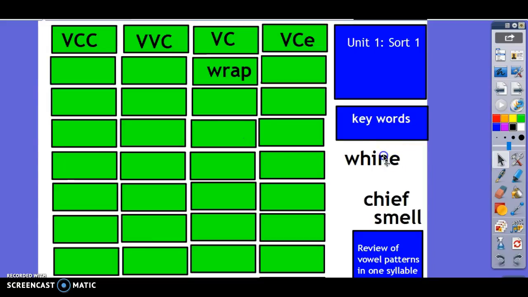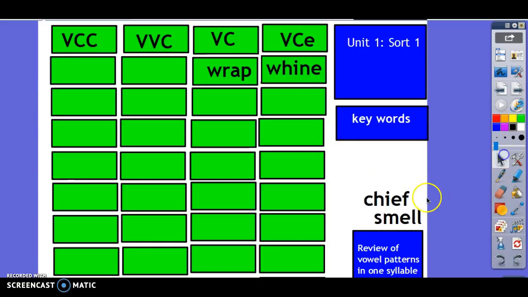The next word I'm going to look at is wine. I'm going to find my vowel, so I found the I. I'm going to look at the pattern. It is a vowel, a consonant, and then this one has the silent E on the end. So I'm going to put that under the VCE pattern.